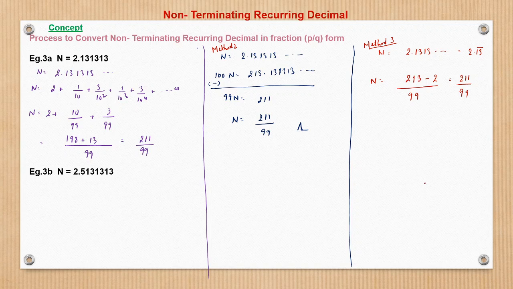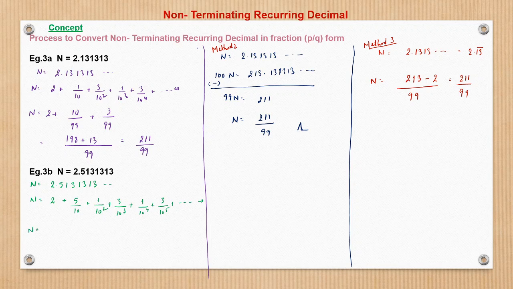Right. So now we will look at this illustration. Here again n is 2.5131313 and so on. So we will expand this. It becomes 2 plus 5 by 10 plus 1 by 10 square plus 3 by 10 cube plus 1 by 10 to the 4 plus 3 by 10 raised to power 5, and so on till infinity.